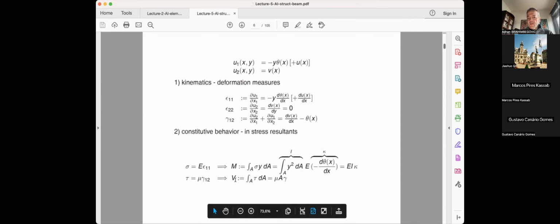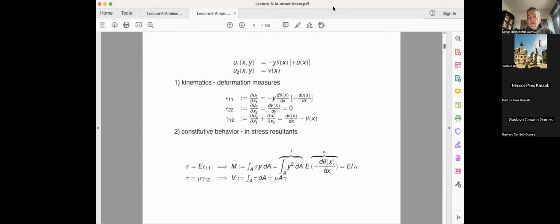Then the shear force is equal to the integral of tau dA, and this is the product between mu, the shear modulus, and the cross-section area, times the shear deformation gamma. So I don't need to take these indexes anymore because there's only one line.